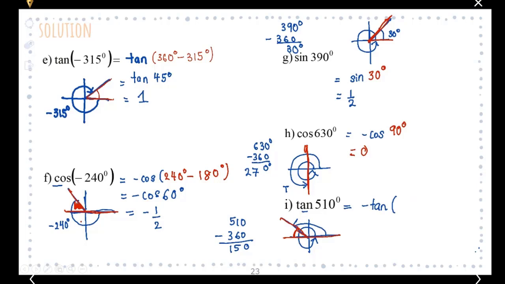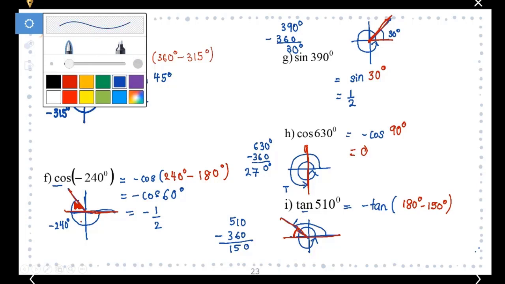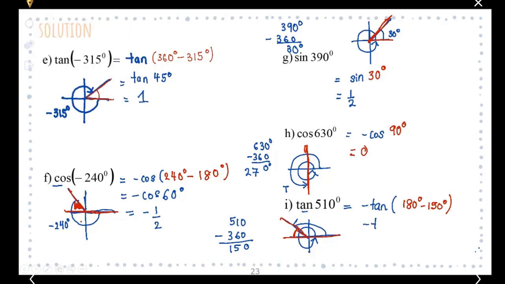The whole thing here is 180, and from the x-axis to the terminal side is 150. So 180 minus 150 is 30. Tangent 30, we should have memorized. That gives us negative tangent 30, which is negative 1 over square root of 3. Make sure to give an exact value for special angles.